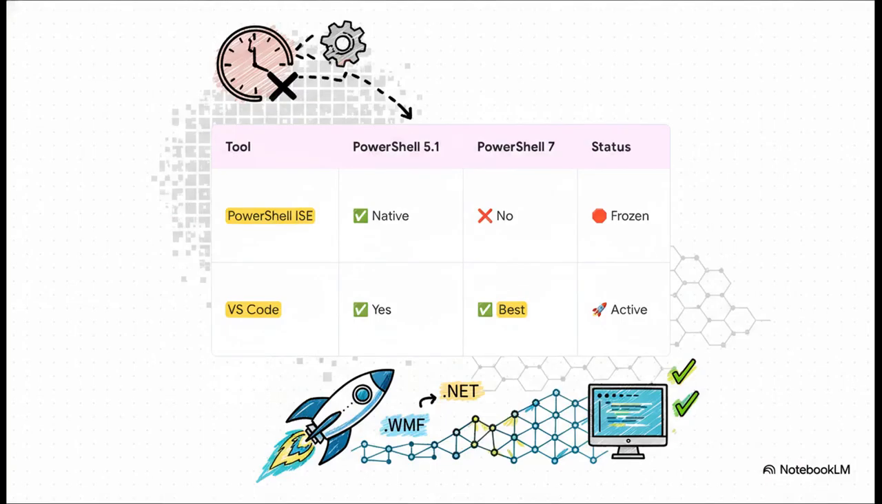Look, the PowerShell ISE was great for its time, but its time is over. As you can see in the table, its development is frozen, and it was only ever built for PowerShell 5.1. It just plain can't handle modern PowerShell 7. The official, actively developed replacement is Visual Studio Code, which supports both worlds beautifully. The takeaway here is simple. If you're still using the ISE, it is absolutely time to switch.